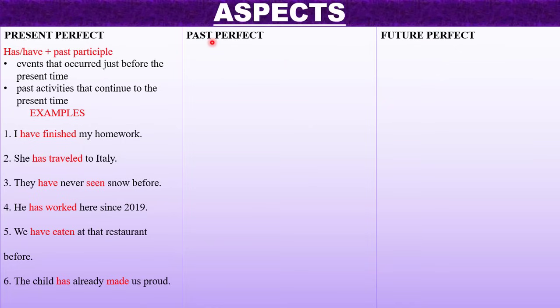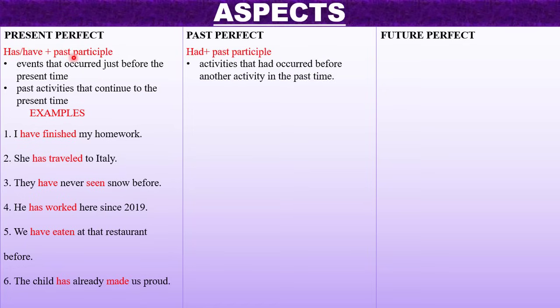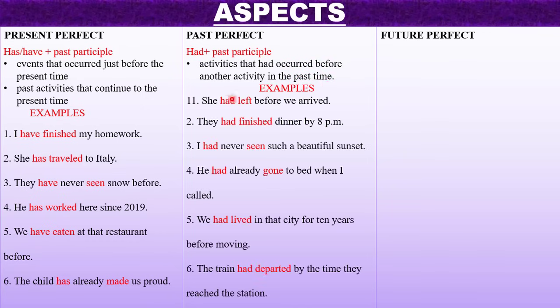Let us talk about the past perfect. There is only one change that is going to occur in the structure of the verb. That is, we will use the past form of has or have, which is had. Then we write the past participle of the main verb, and it will give us the past perfect aspect. We use it to talk about activities that had occurred before another activity occurred in the past time. For example, she had left before we arrived. Past perfect.